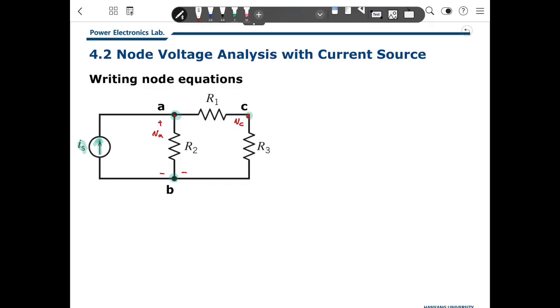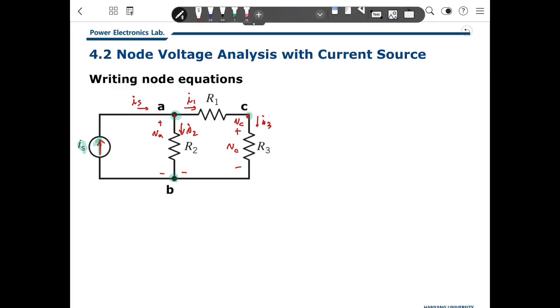Then I will check the current here. This is I2, I'm sorry, this is not 2. This is I1. And this is I2. And this is I3. And maybe this will be VC, right? Then this is IS, because this is the current source here.